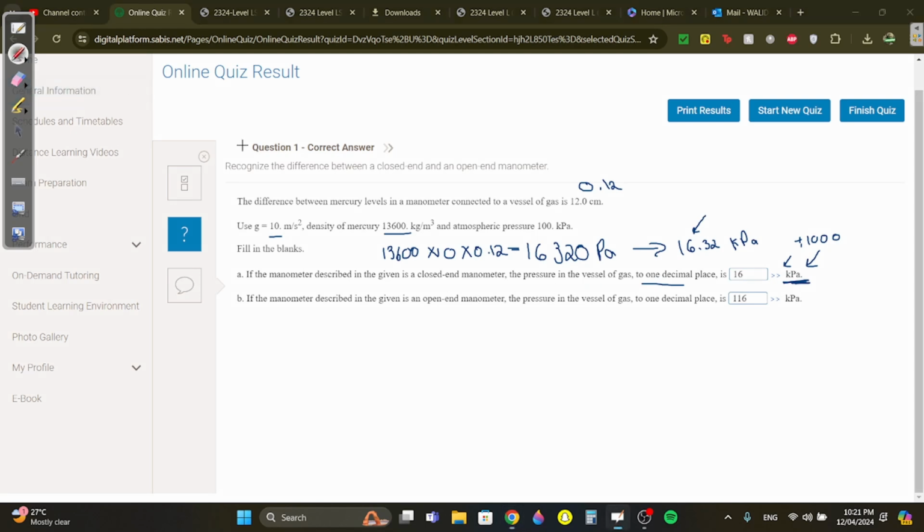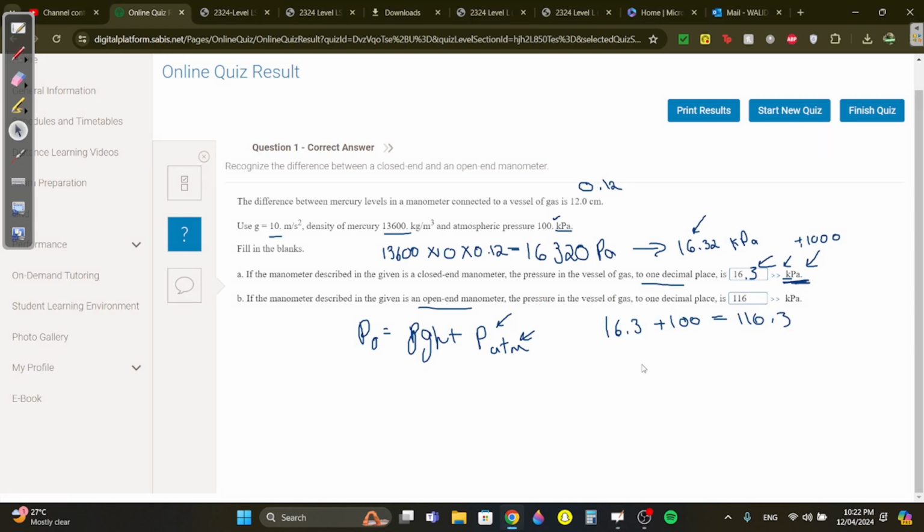Then if it's open end, we said the pressure of the opened one is rho g h, the same rho g h, plus the atmospheric pressure. So we can just take this answer over here, 16.3, and add the atmospheric pressure, which is 100. They're both in kPa, so that's the only way you can add them. You get 116.3, which is also an alternative answer over here, 116.3.